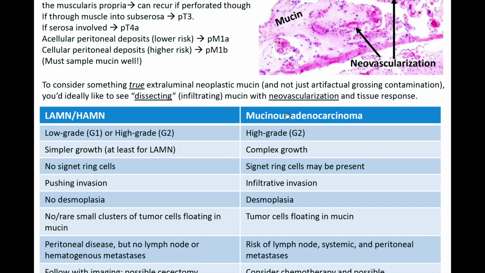And then remember, for a mucinous adenocarcinoma, you can see tumor cells floating in the mucin, and there's risk of lymph node, systemic, and peritoneal metastases. And you would want to consider chemotherapy and possible hemicolectomy for lymph nodes in adenocarcinoma. For a LAMN or a HAMN, there's often no or rare small clusters of tumor cells floating in mucin. And you can get peritoneal disease, but there's no lymph node or hematogenous metastases. And you want to just follow them with imaging and possibly a cystectomy.